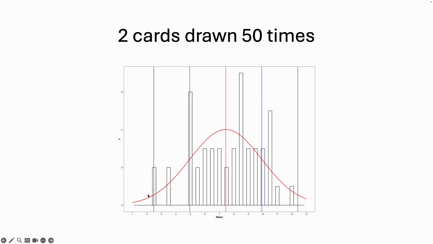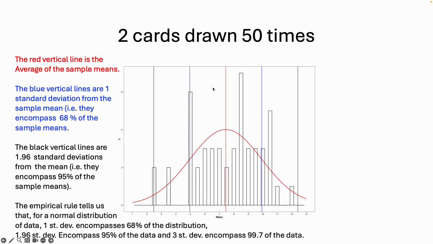Let me interpret for you what this graph is. The red line represents the mean of the sample means, of the distribution of sample means. In this case, it's 7.4. The blue lines represent 1 standard deviation to either side of that mean, and the black lines represent 1.96 standard deviations from the mean, both above the mean and below the mean.